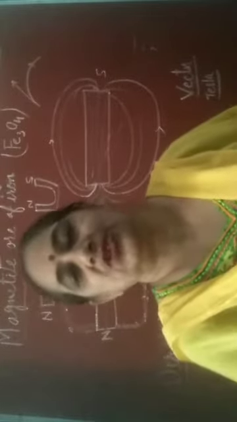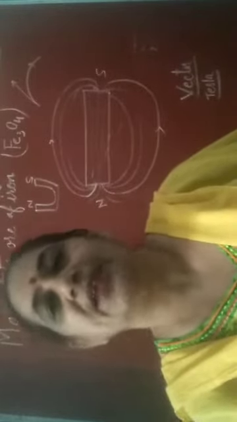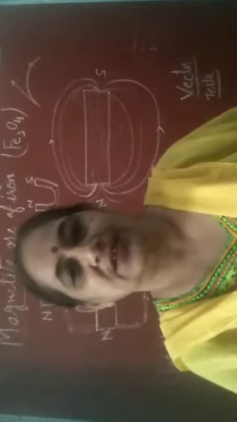That means the area around a magnet up to which the influence of a magnet can be felt, and that can be shown by magnetic field lines.